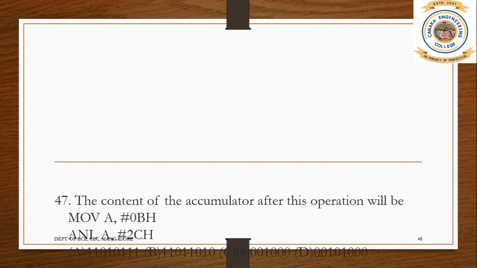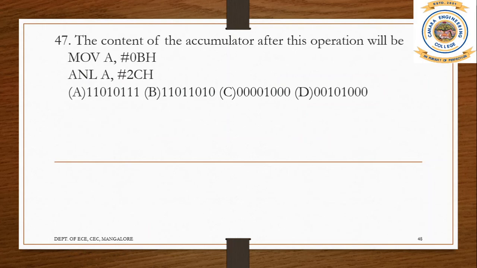So that is the explanation. Next one. The content of accumulator. A little bit of computation again. The content of the accumulator after this operation will be. So this is checking your logical ability. You have to AND this content, that is 0BH, with 2CH. And you can see the pound sign here, so this is immediate. 0BH is moved to the accumulator and that value is directly ANDed with 2CH. So the answer will be C.